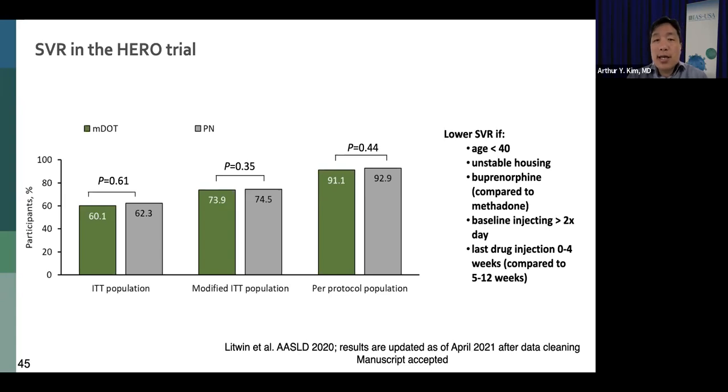But once you are engaged in care and beginning to get through treatment, you can see that once one got through the protocol, it's over a 90% cure rate for this very high-risk population. Now, as you might expect, the lower SVRs were associated with certain characteristics, largely related to the instability of drug use. So being younger, having unstable housing, buprenorphine compared to methadone actually was a lower rate, and the more you injected and the more recently you injected.